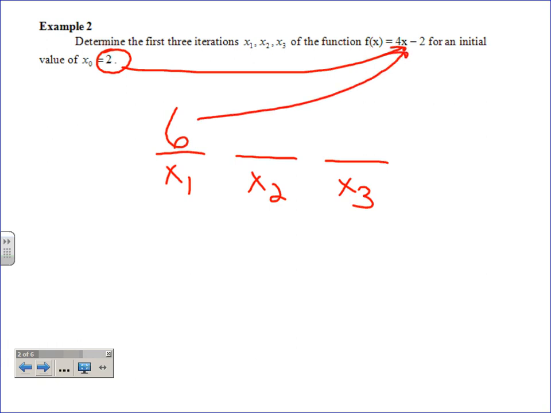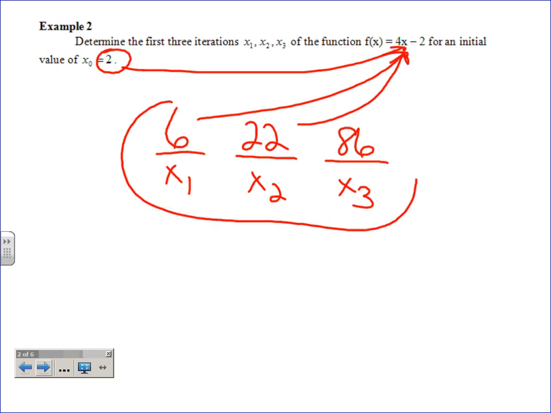You take 6, put it in, it's 4 times 6 is 24, minus 2 is 22. And x sub 3, all we have to do is take 22, put it in there, and that gets a little bit bigger, it's 86. So as you can see, this notation is quite a bit simpler than the other one. The key when they ask for iterations like this is that x sub 0 doesn't count.